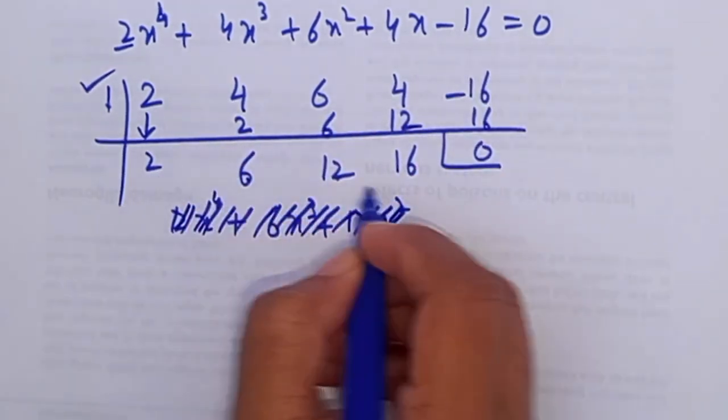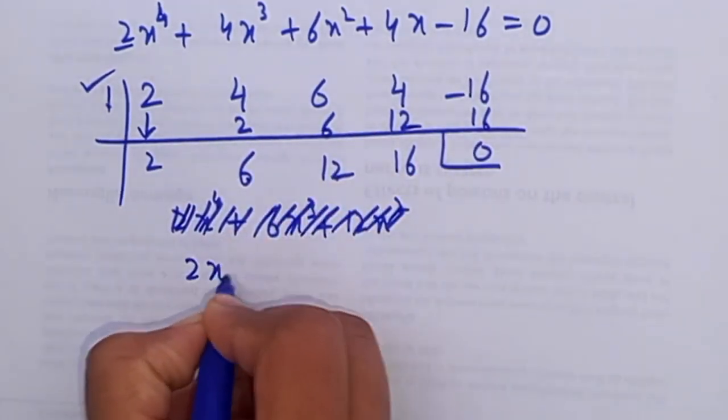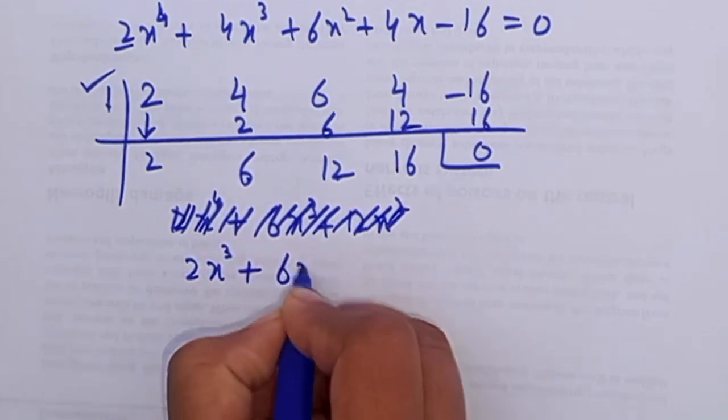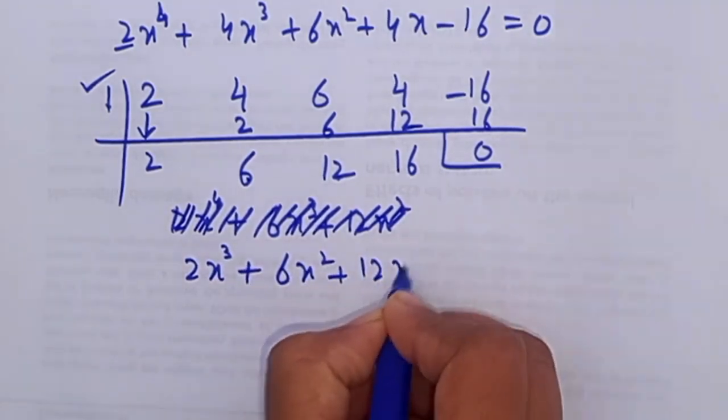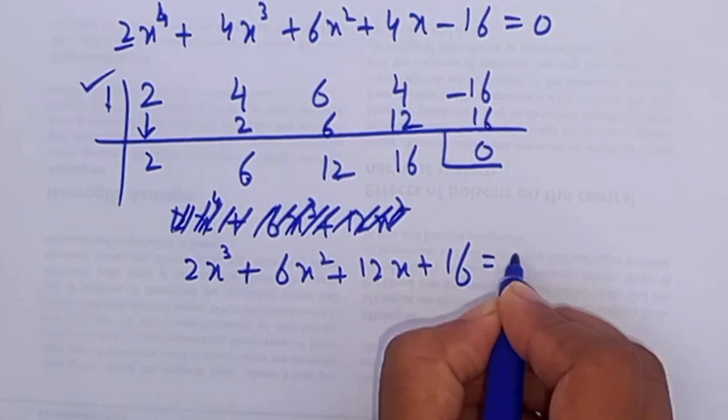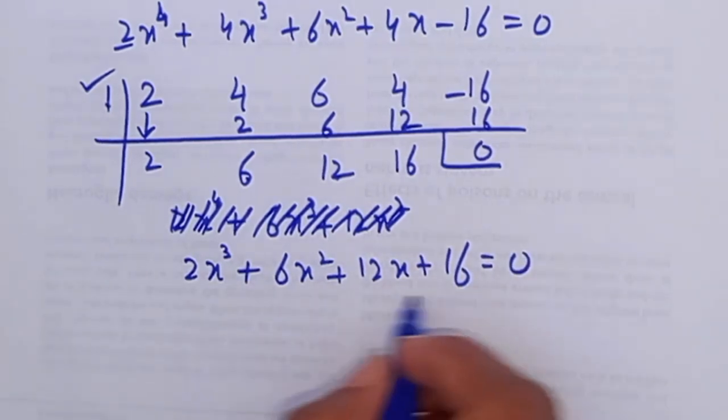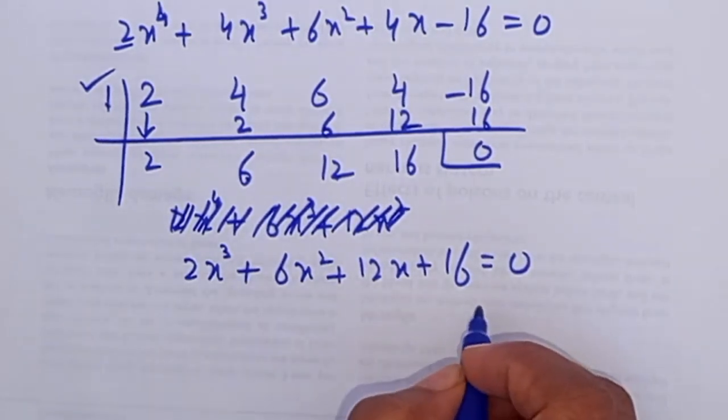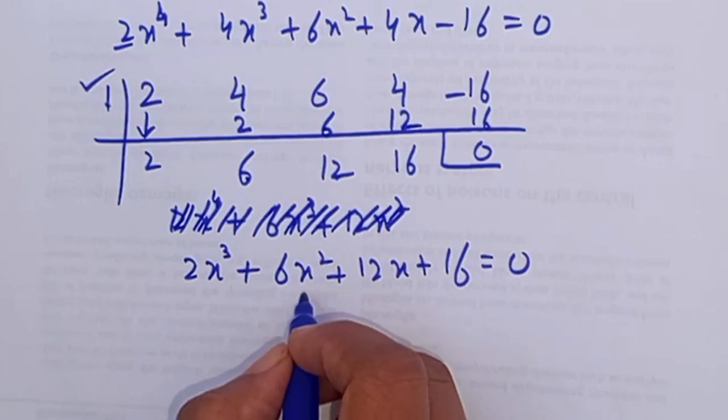So we write this as 2x^3 + 6x^2 + 12x + 16 = 0. Now this will become a cubic equation, and again we use synthetic division on this equation.